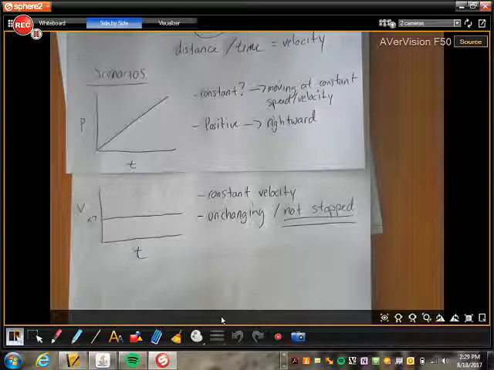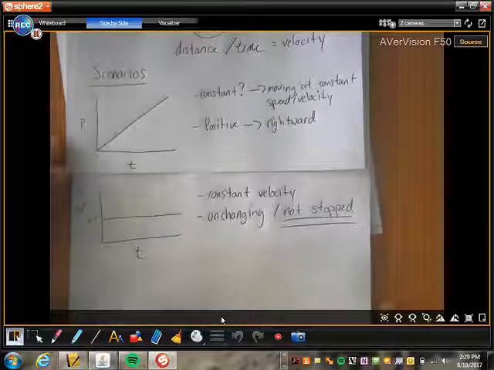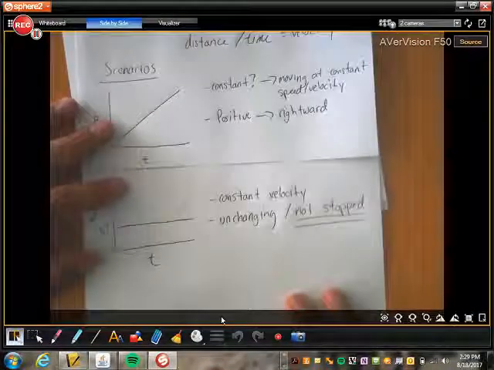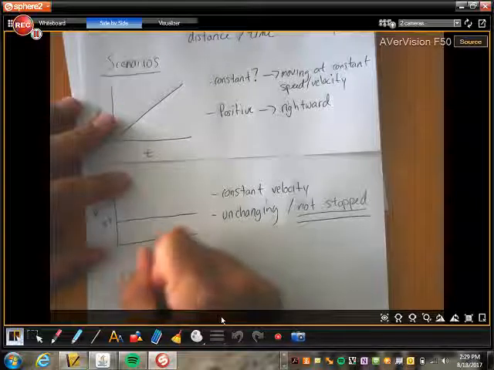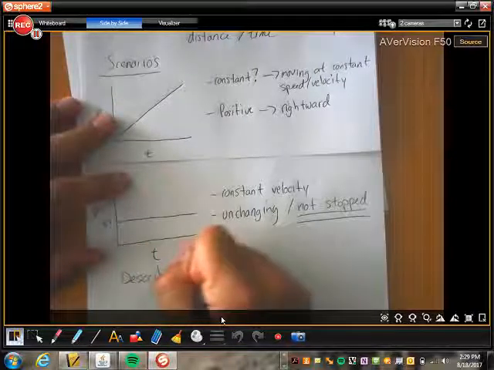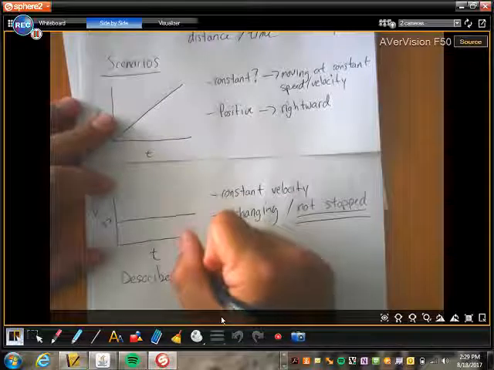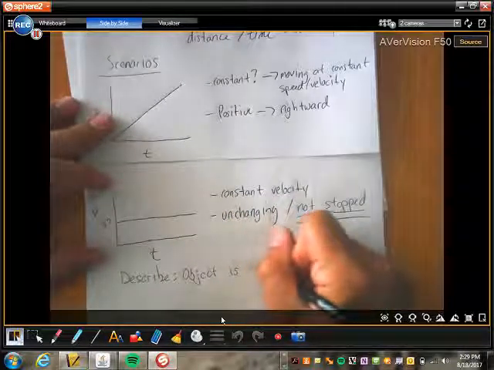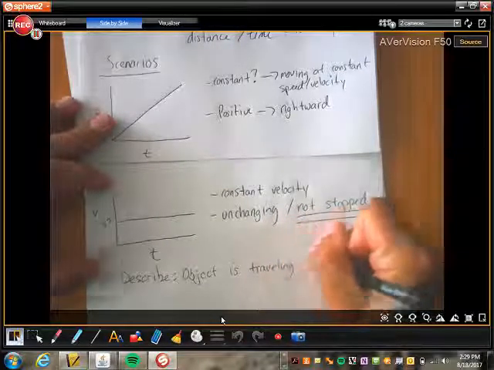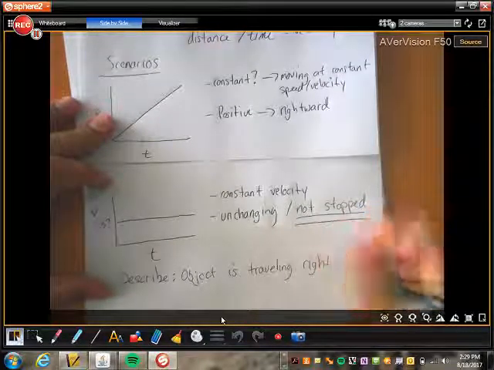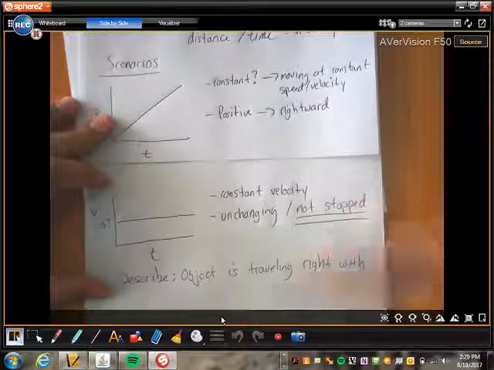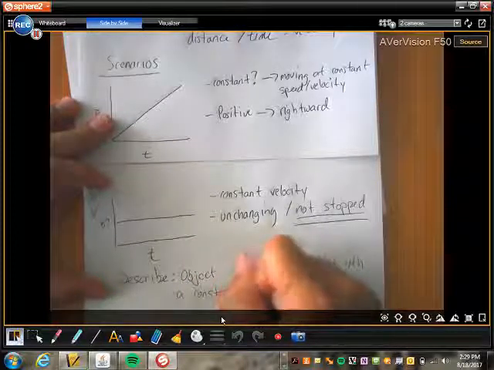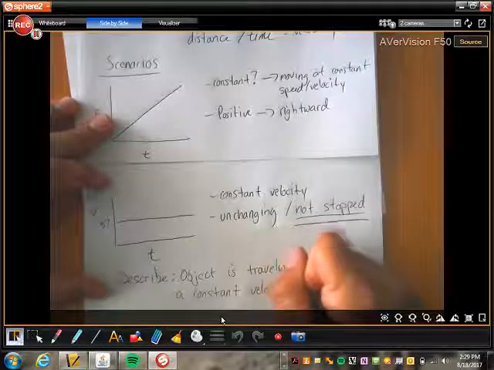And then I could also ask you to describe this in words. Okay, so if I say, I want you to describe this, you could maybe say, object is traveling right with a constant velocity. That would be a complete description of that using words.